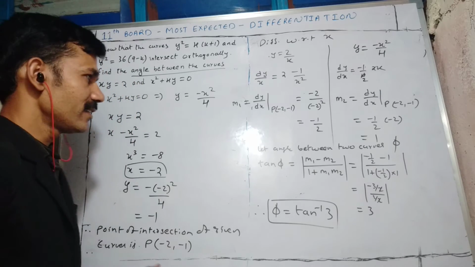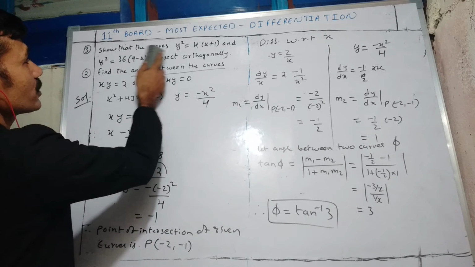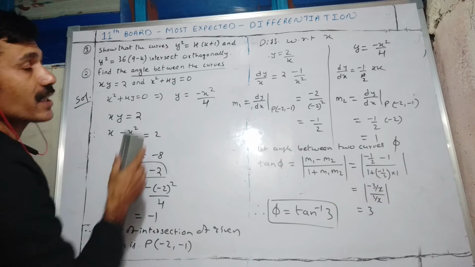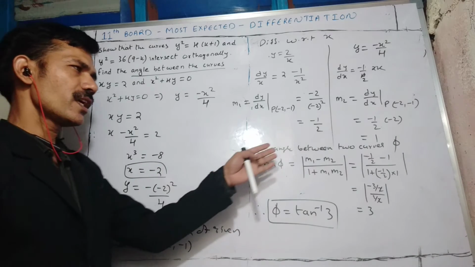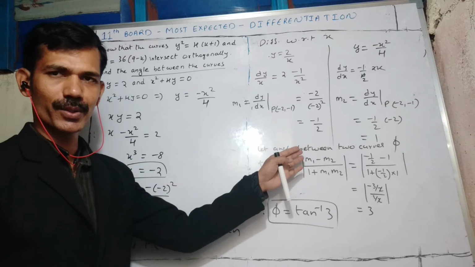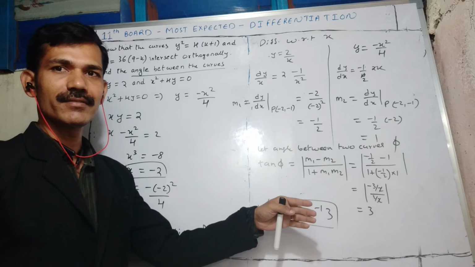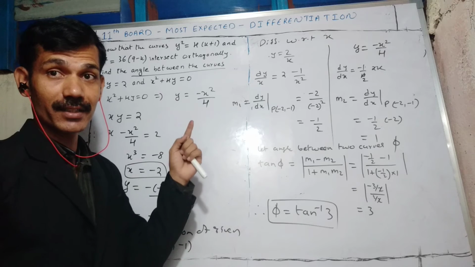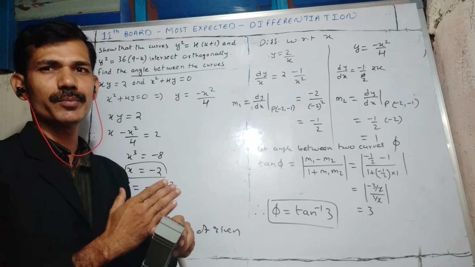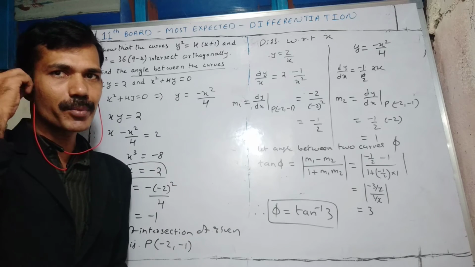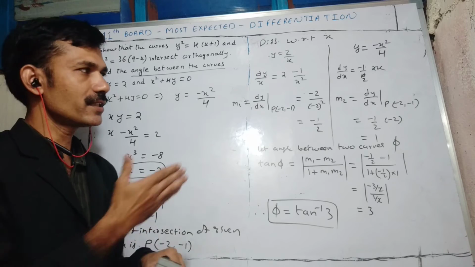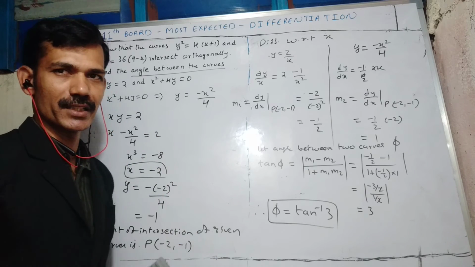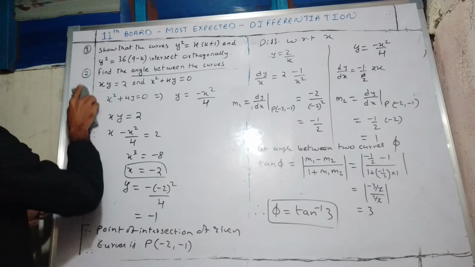Okay. Similarly, another question is there. Show that the curves intersect orthogonally. Then also same, up to here same, we will find the slopes only. After that we will see. Okay. If the two curves intersect orthogonally, it means the tangents should be perpendicular to each other. If two lines are perpendicular to each other, then the product of their slopes will be minus 1. Okay. Third question we will solve.